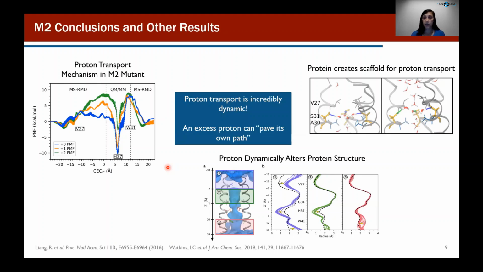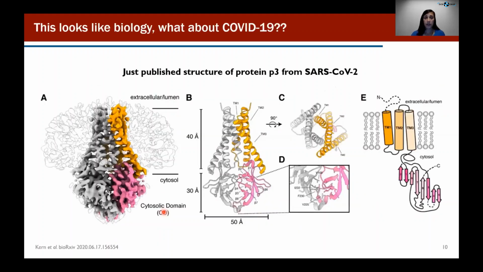And so these are just a couple other results that I have worked on, and another project that I'm still finishing up. So all of this, you might say, wow, this looks a lot like biology. Or does this relate to COVID-19 at all?